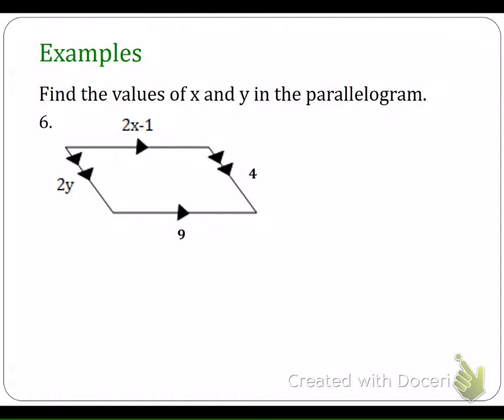Oh, both pairs of opposite sides are parallel. I already knew that. Go to the next box. Both pairs of opposite sides are congruent. So if I want to find the x, I can set 2x minus 1 equal to 9.